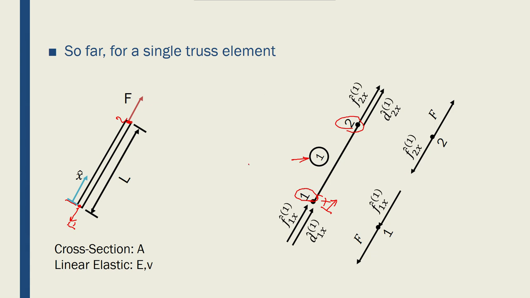From these free body diagrams, we also found that F1x1 is negative f, and F2x1 is equal to positive f. And that's from the equilibrium equations that we wrote for the nodes separately previously in the stiffness matrix of a spring.